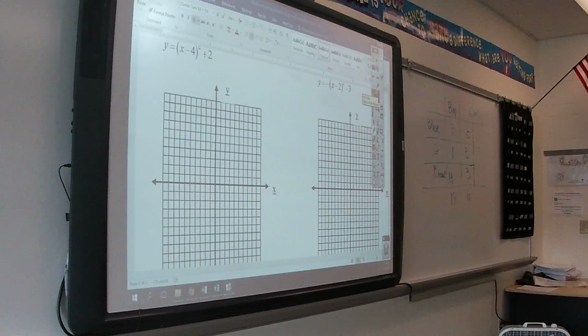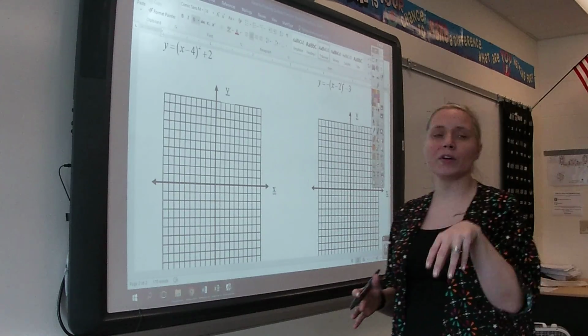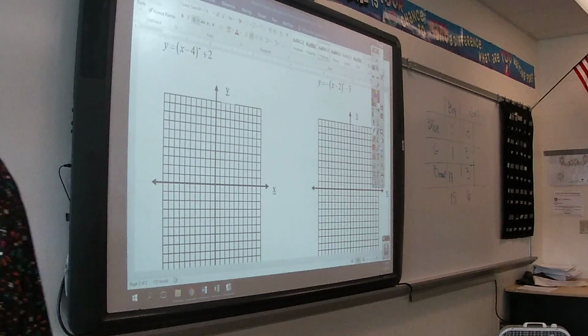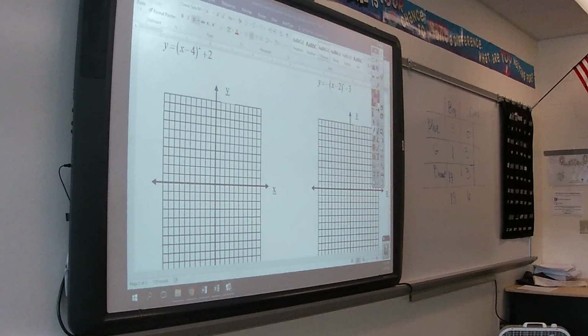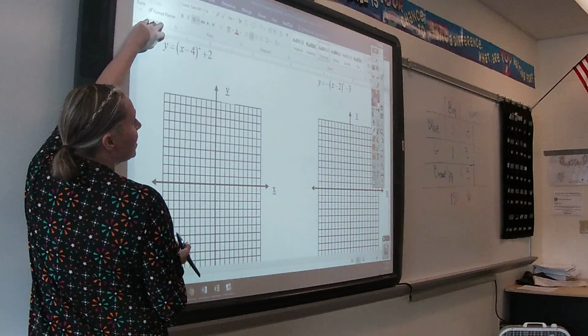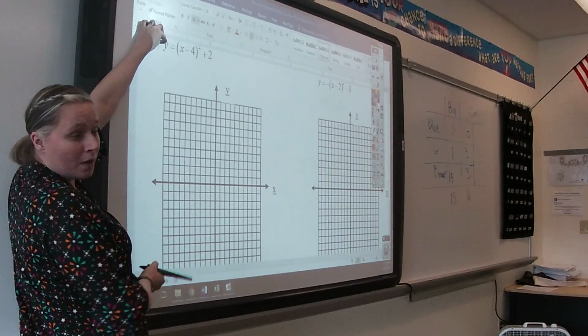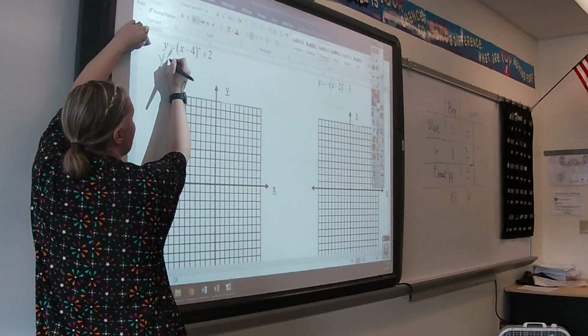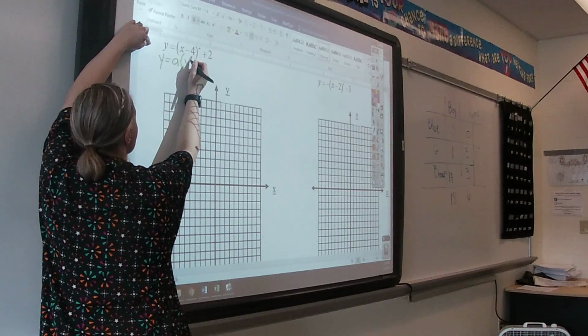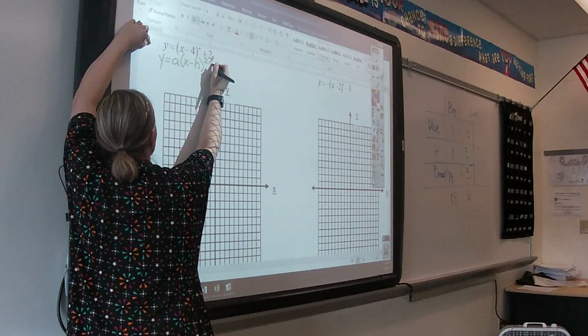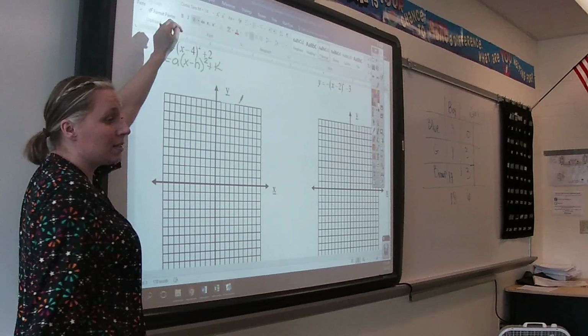So if we put this all together, we now know this information. We know it should be a U-shaped graph. We know we're going to talk about if it opens up or if it opens down. We need to consider a vertex and a line of symmetry. Here's an equation given to us in vertex form. We said vertex form, its general form was y equals a times (x minus h) squared plus k.